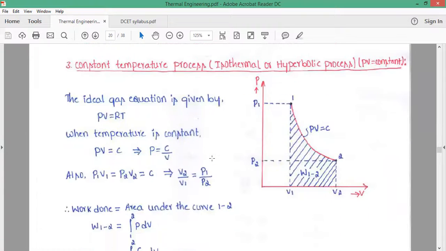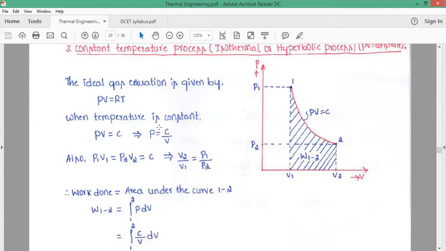Next one, constant temperature process. It is a process in which there is no change in the temperature of the system. That is isothermal process. Now, in order to determine the equation for the work done during the isothermal process, let us consider the ideal gas equation, that is PV is equal to RT. When temperature is constant, R is also constant, T is also constant, product of two constants will be another constant C, or we can modify it as P is equal to C by V.